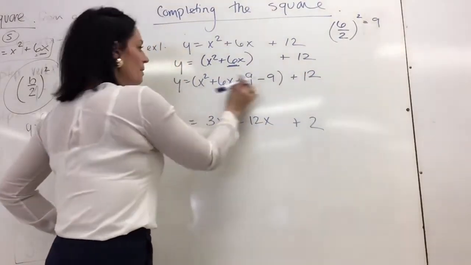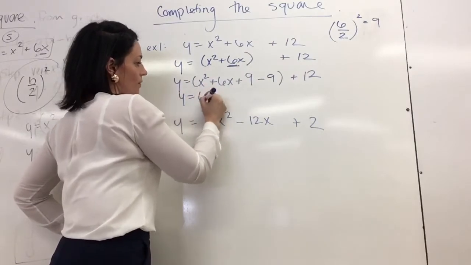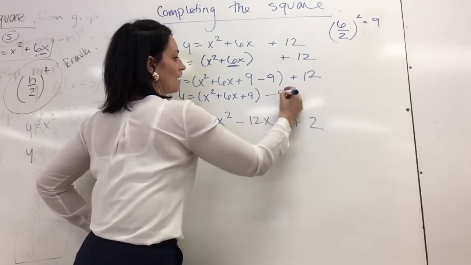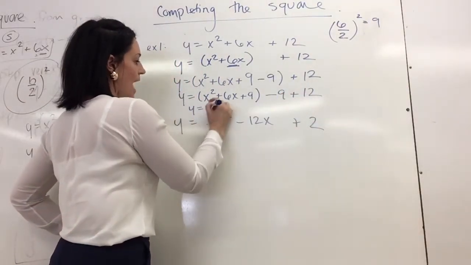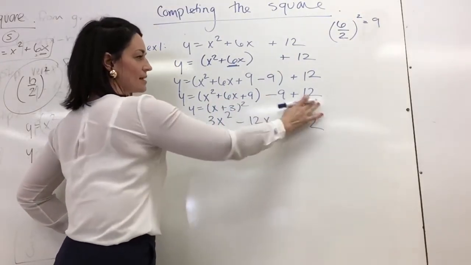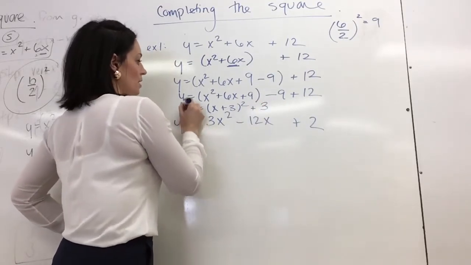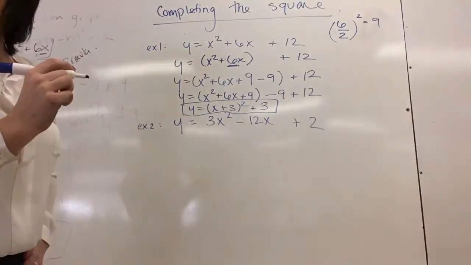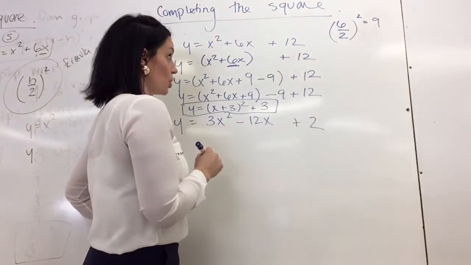Okay? So then I'm going to bring this piece out of the bracket because I don't want to have to deal with him, because I want to have a perfect square. Okay, so then this whole thing can be written as x plus 3 squared, and then minus 9 plus 12 is going to give me plus 3. So this question actually has a vertex at minus 3, 3, okay?